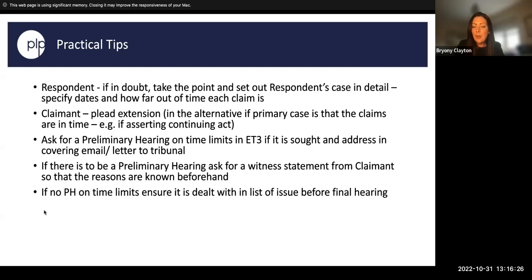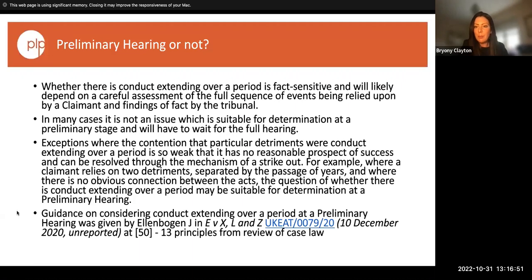And even if there's not going to be a preliminary hearing on time limits, then it should be dealt with in the list of issues before the final hearing. That way it can be dealt with as a preliminary issue if appropriate at the final hearing, or at least it's at the forefront of the tribunal's mind when the hearing is commenced. And Bharat's going to say a bit more on preliminary hearings. Finally, from me, it is a consideration to make as to whether there should be a preliminary hearing or not.